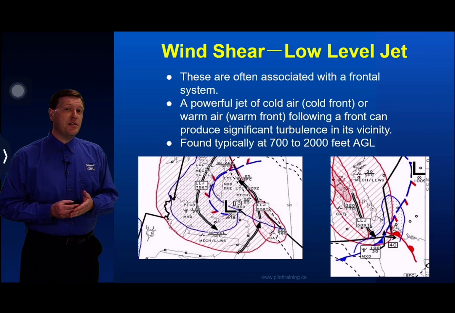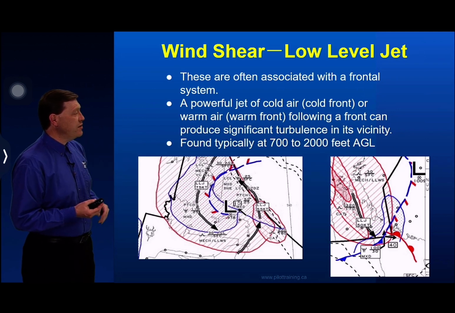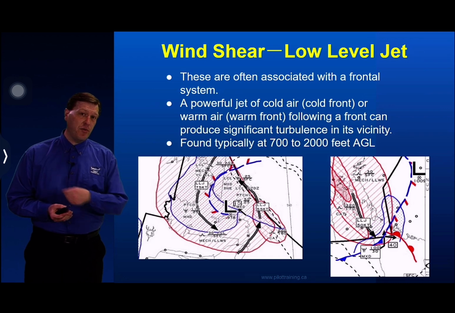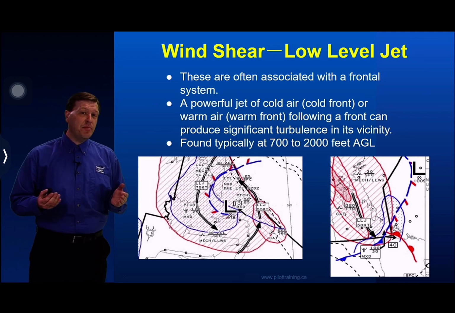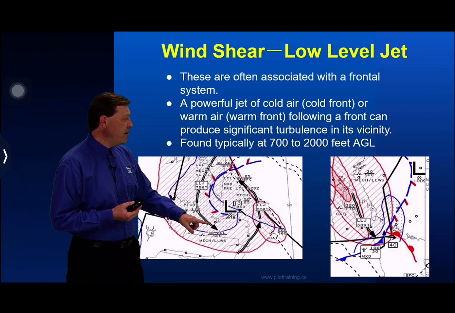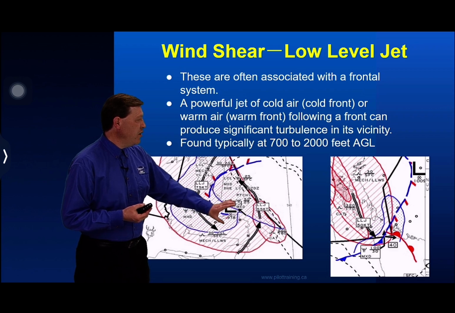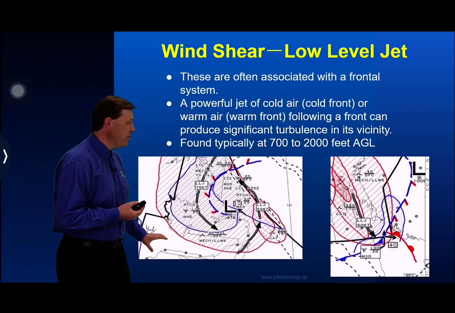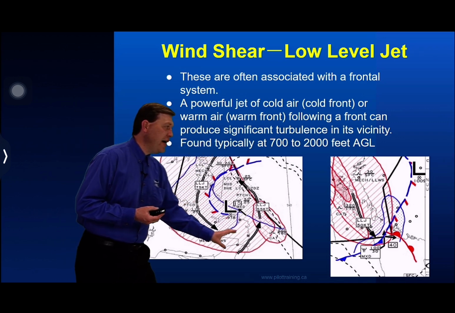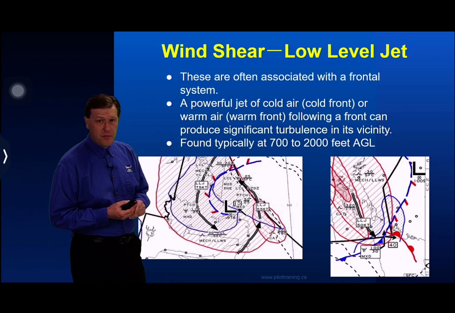The first one is the low-level jet. Now, these are often associated with a frontal system. A powerful jet of cold air, typically with a cold front, or even warm air with a warm front, can often be following up just behind the frontal zone. So in this case right here, we've got a very powerful low. We had a cold front that was stretching out somewhere in this area here, and you can see that cold air coming down at high speed around that low.